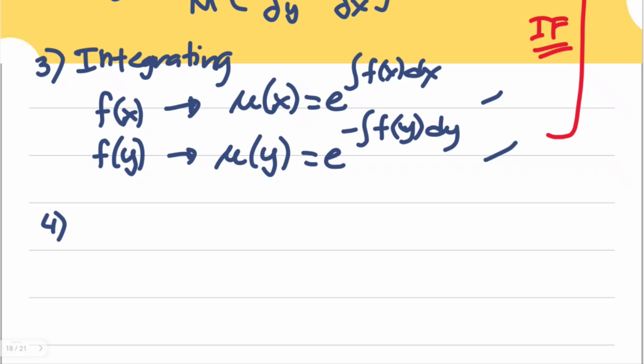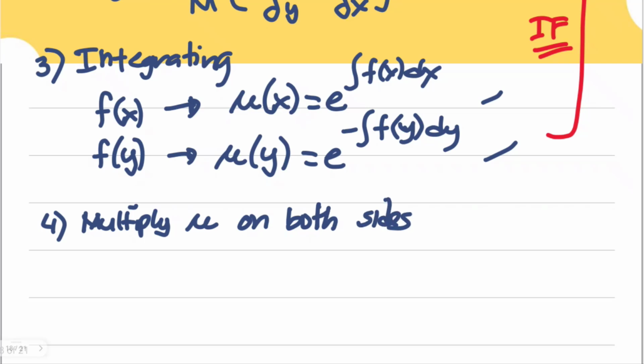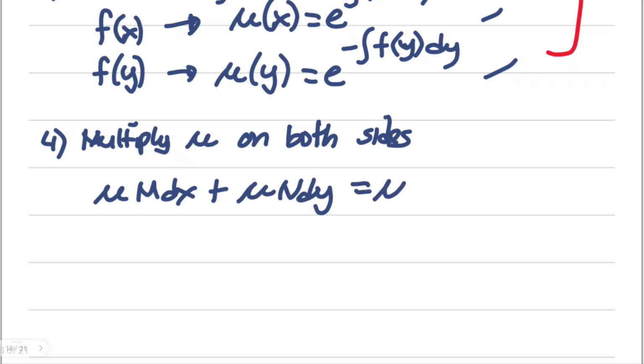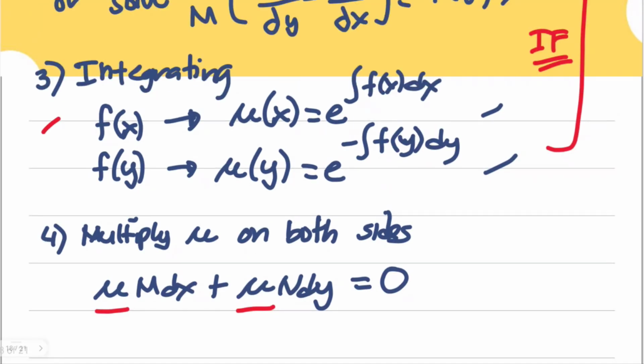Step 4 now, you multiply your mu on both sides. Hence, from the original form, you will have this form here, mu times M dx plus mu times N dy is equal to mu times 0, which is simply 0. I'm just using mu here instead of mu of y or mu of x because, again, it depends on which integrating factor you're using. So just make sure that if you're going to use mu of x, it should be the same factor multiplied on both sides. So that is our fourth step. I'm just simply writing that because it's up to you whether it's mu of x or mu of y.